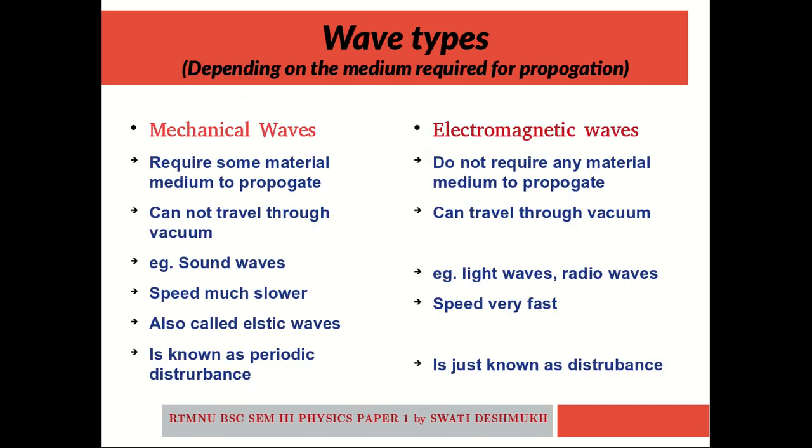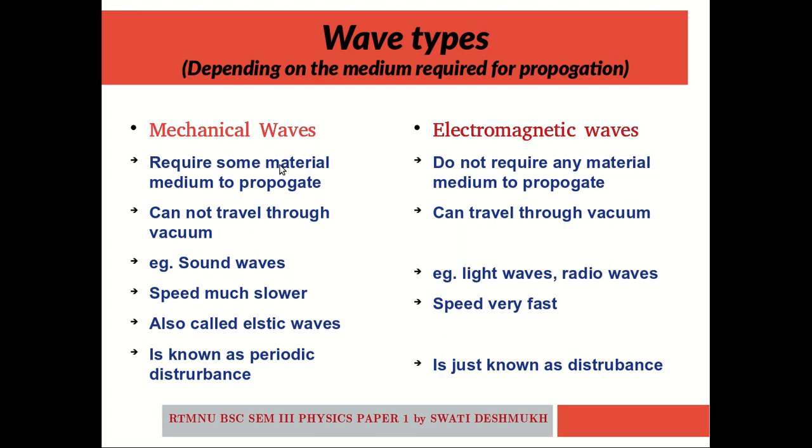There is another way by which we can classify wave into different types, and the way depends on the medium required by the wave for propagation. So depending on the medium required for the propagation, a wave can be a mechanical wave or it can be an electromagnetic wave. A mechanical wave needs some medium to propagate, but an electromagnetic wave does not require any material medium to propagate. It can even travel through vacuum also. But mechanical wave cannot travel through vacuum.